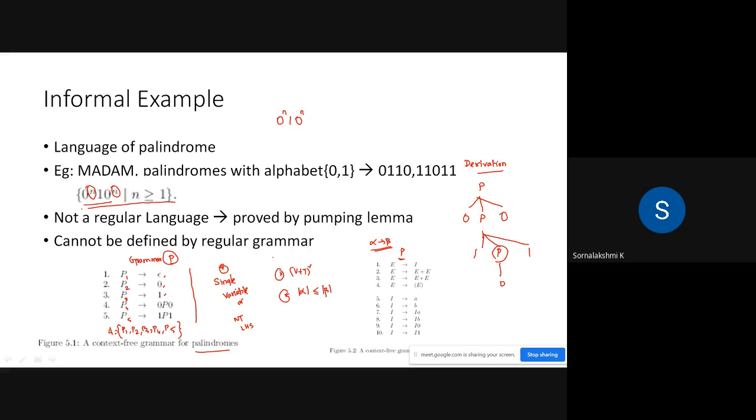The classification is based on the production rule, and the production rule is alpha tends to beta, where alpha and beta should follow a set of rules. Alpha should have a single non-terminal or a single variable. Beta could be anything, like V or T occurring one or more times. And the number of symbols in alpha should be less than or equal to the number of symbols in beta. So the production rules should follow these three rules. Then it's called a type 2 grammar. This is what you should remember finally, the rules for the production rule.